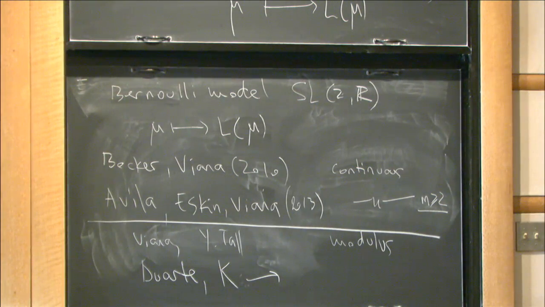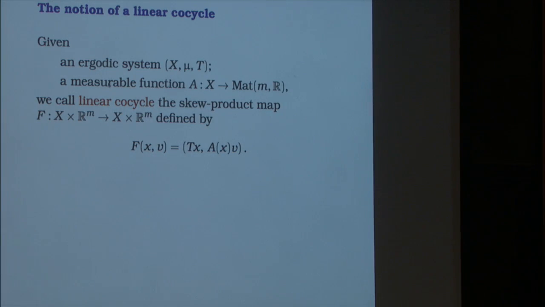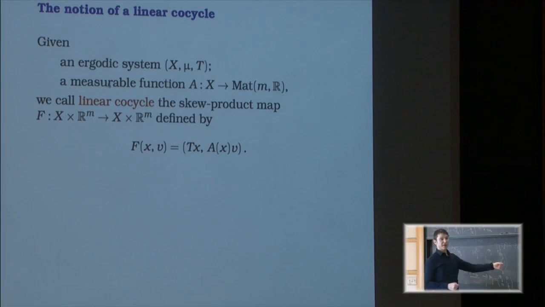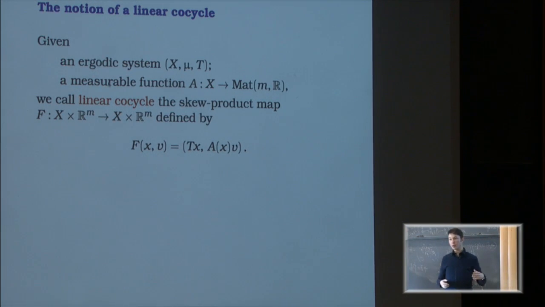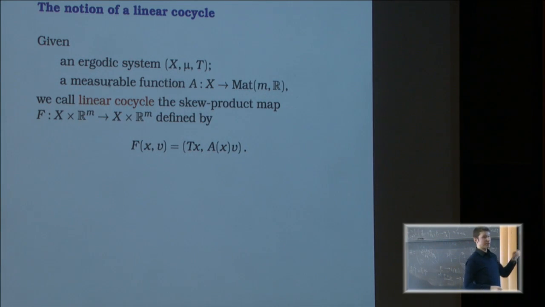For this I want to rephrase everything in a much more general setting. So I'll just quickly say what a linear cocycle is. Suppose you have an ergodic system, a base ergodic system, and a measurable matrix valued function. They determine a new dynamical system, a skew product map on the bundle space, on the bundle X cross R^m. On the base, you just let the base transformation T act. And on the fiber, you have a linear transformation induced by the matrix valued function A. Right? So this is a new dynamical system.